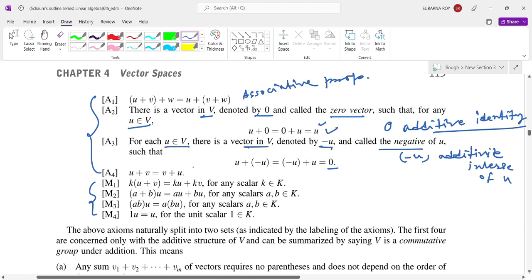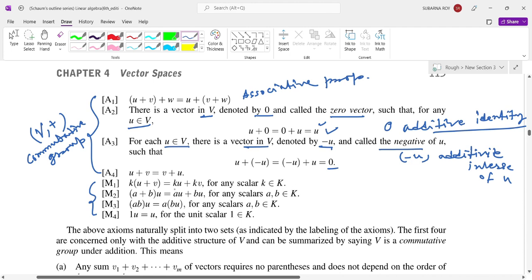And the fourth one is the commutative property: u plus v equals v plus u for any two vectors u, v belonging to V. So these four properties together imply that V is a commutative group with respect to addition, a commutative group.